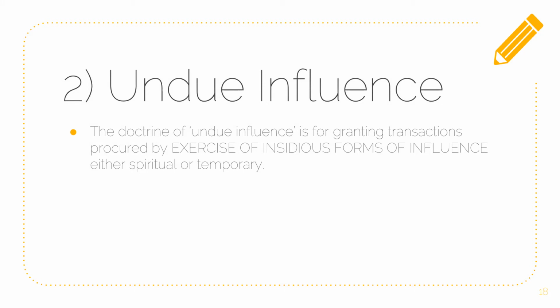Number 2, undue influence. The doctrine of undue influence is for granting transaction procured by exercise of insidious forms of influence, either spiritual or temporary. Undue influence is an equitable doctrine that involves one person taking advantage of a position of power over the other person. This inequity in power between the parties can vitiate one party's consent as they cannot freely exercise their independent will.